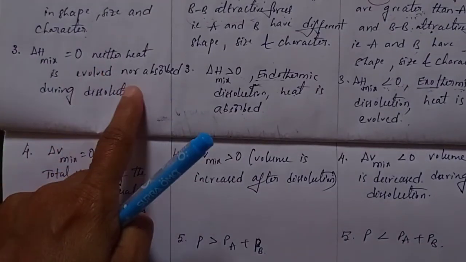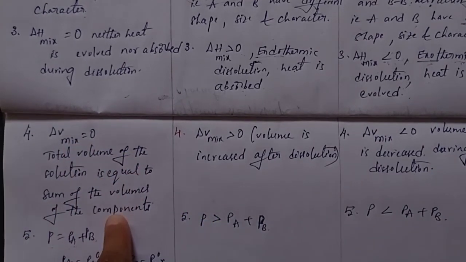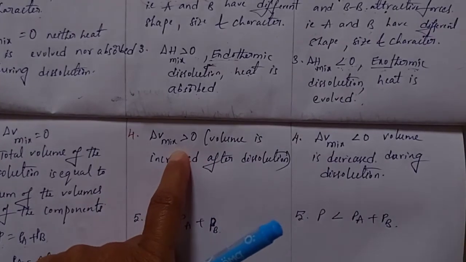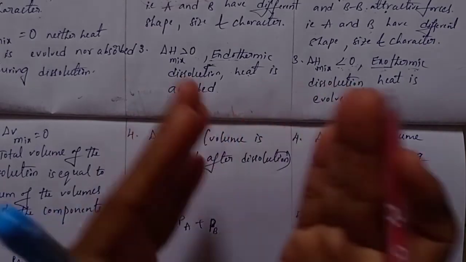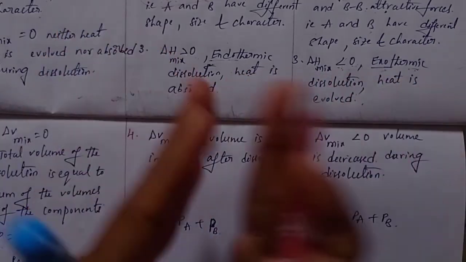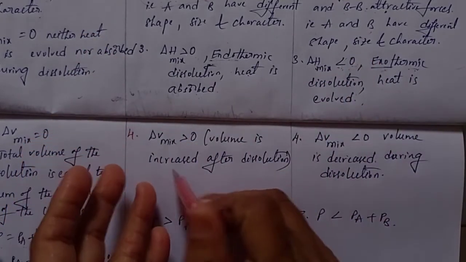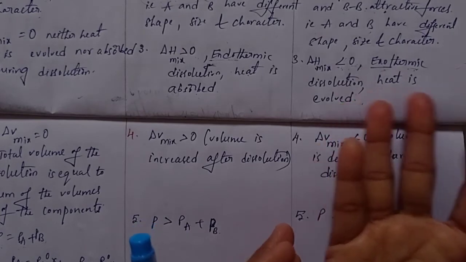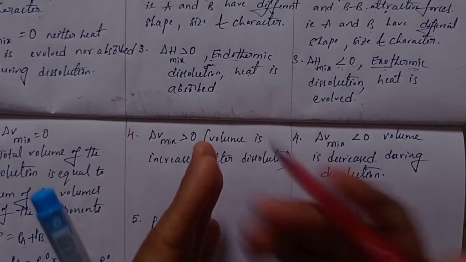Okay, now after enthalpy, next delta V value, it is 0. Total volume of the solution is equal to the sum of the volumes of the components. What about this one? In this case, attractive forces are weaker. Weaker means the components move away from each other. So the space between the components increases. That means volume increases, correct? So delta V is greater than 0. Here, in this case, attractive forces between different components are stronger. That means the molecules are very close to each other.